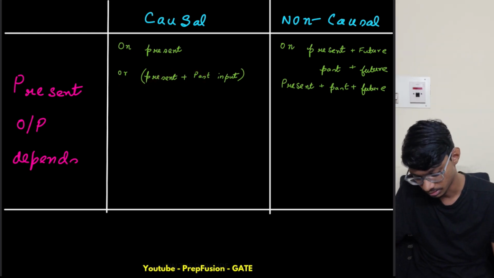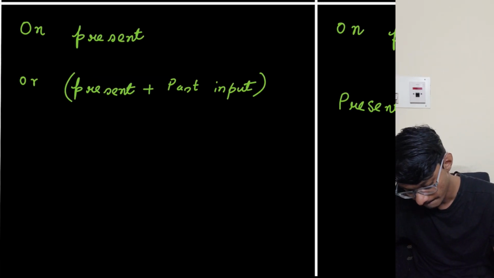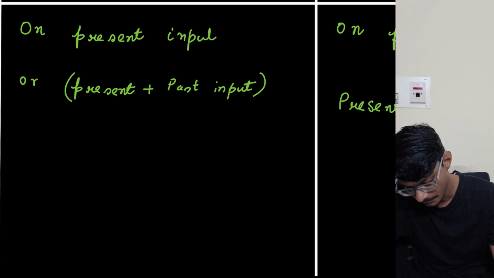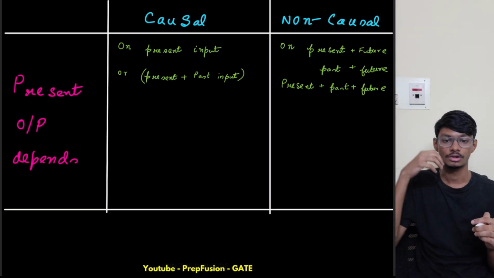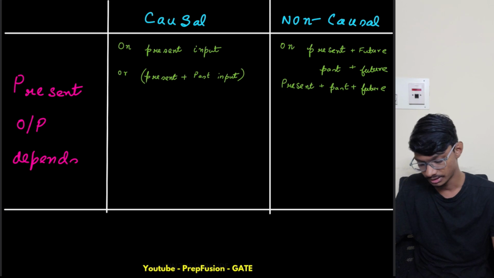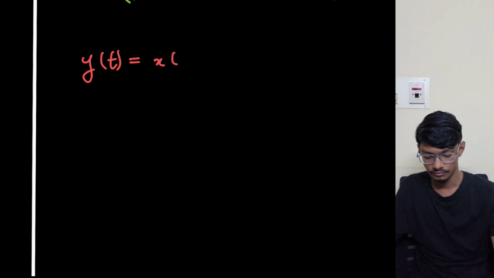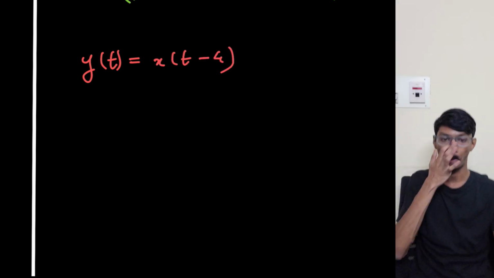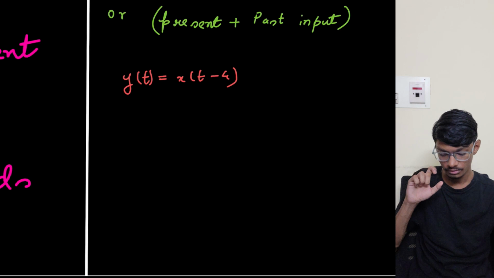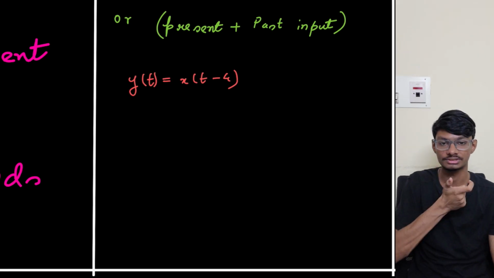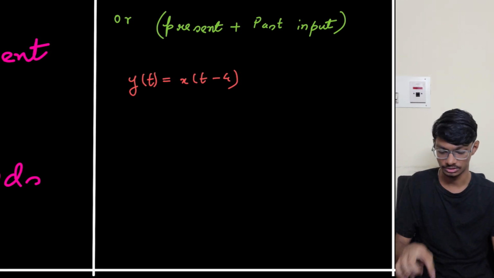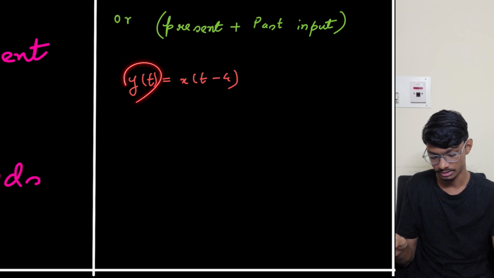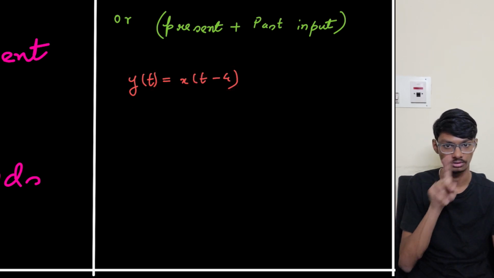So I should write this input here also, present input or the present or past input. By this, what do I mean? Let's say we have one signal, y of t equals simply x of t minus 4. Now I want to get the output of the signal at t equals 0. This is the output, and this is the input. This is the relation between input and output.